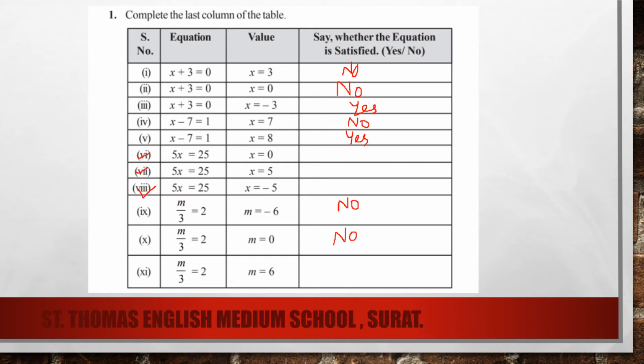So what can you write here? Yes. Is it clear? So when the value is substituted for the variable, if both LHS and RHS are equal, then we can say that it is satisfied. That is, yes. If LHS and RHS are not equal, then we can say no, it is not satisfied.